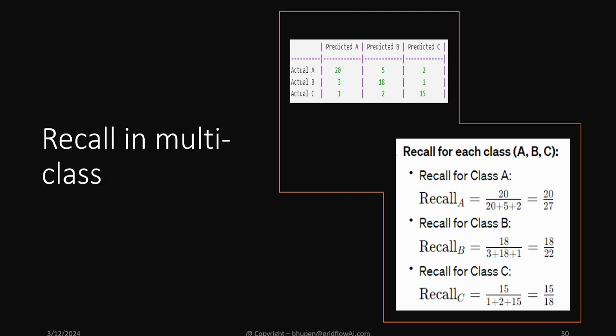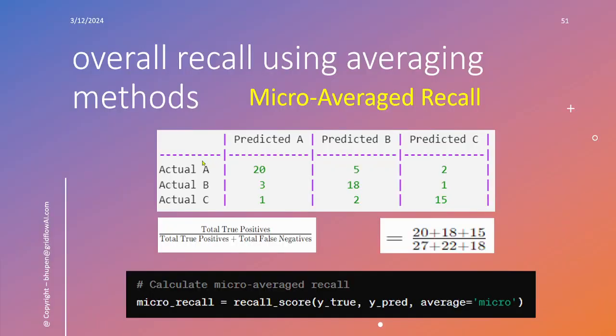So in case of multi-class, how do we compute? Let's say we have three classes, A, B, C, and these are predictions. We simply look at the class here and the right predictions here, 20 by 27. For class B, it is going to be 18 by 22. So that's the recall for B. And similarly for C, it is going to be 15 by 18. That's the recall for class C. That's how we compute it for multi-class.